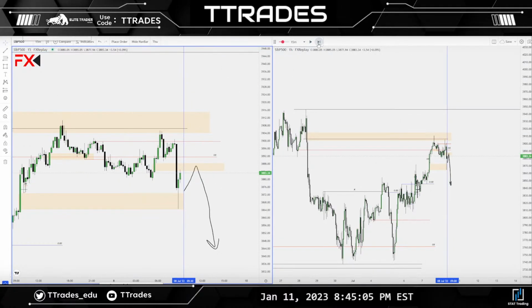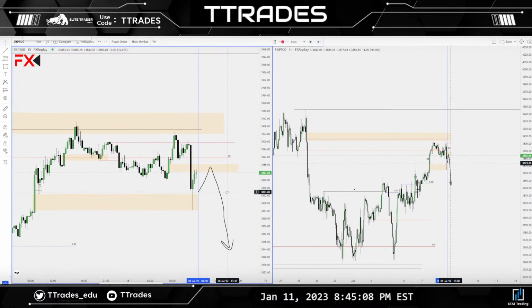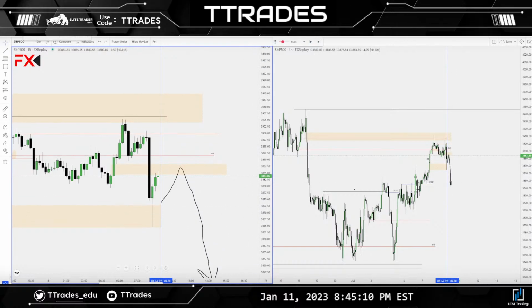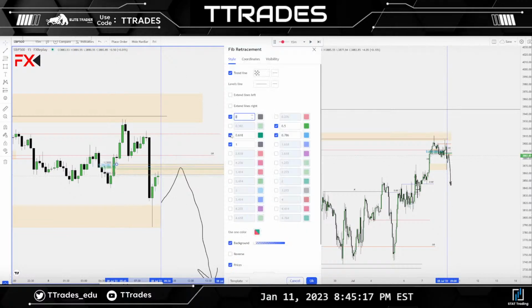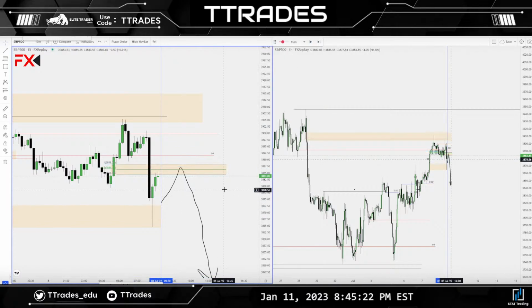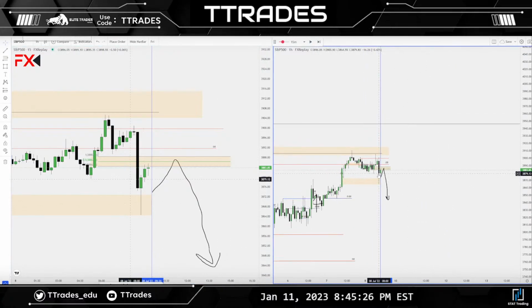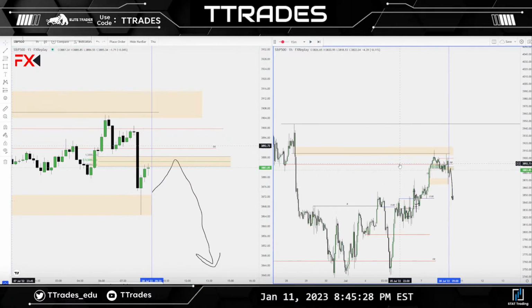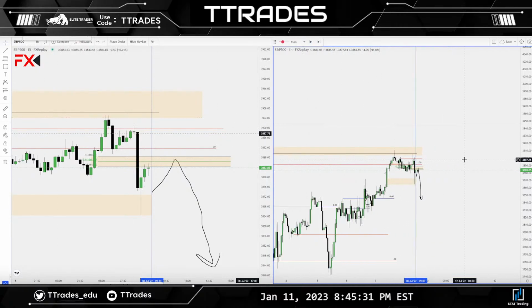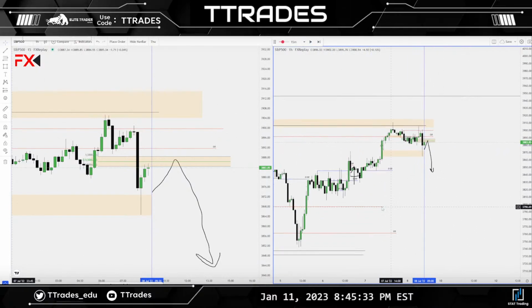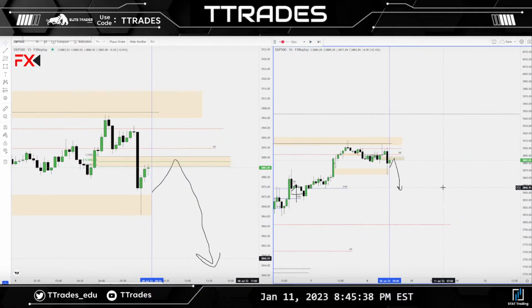So we'll let it play ahead, reach up into there. Currently the bodies are respecting it, but I am going to mark out the consequent encroachment of that, or just the middle, if you don't want to get all technical. Because I do think we might see a nice little drop here, just based off of this reaction. And then that would allow us to target this range here, all those orders under there.